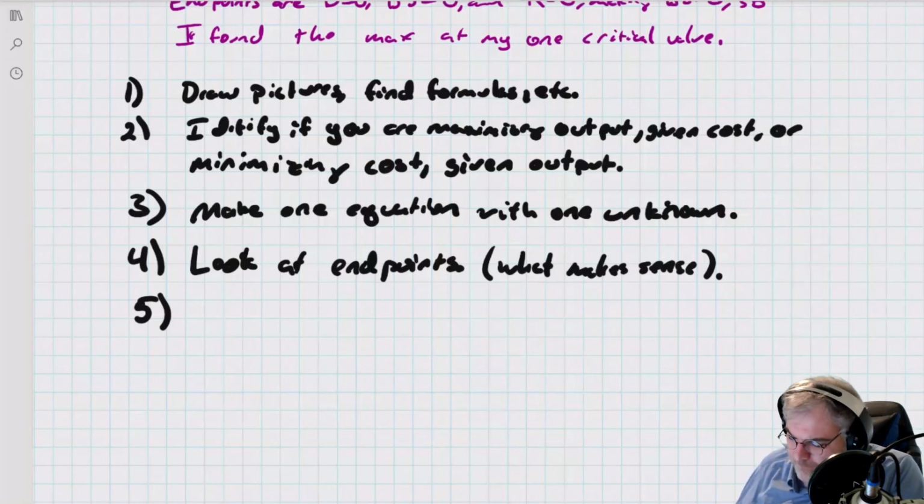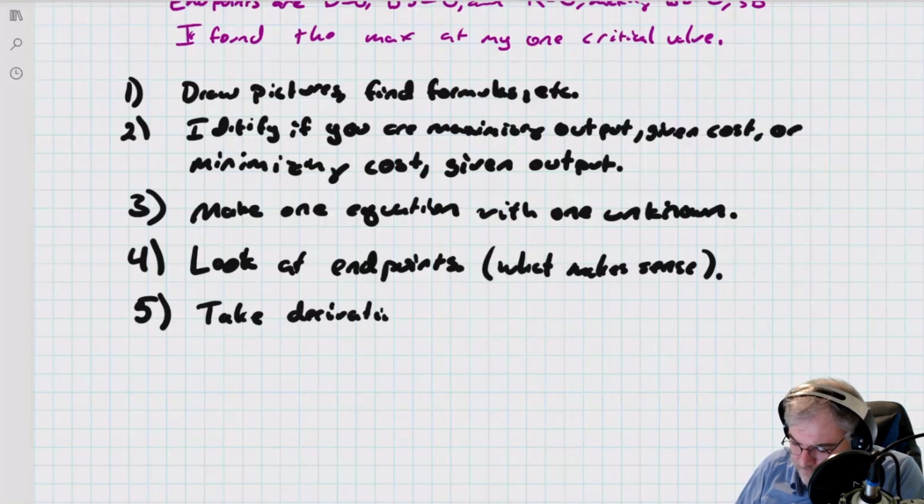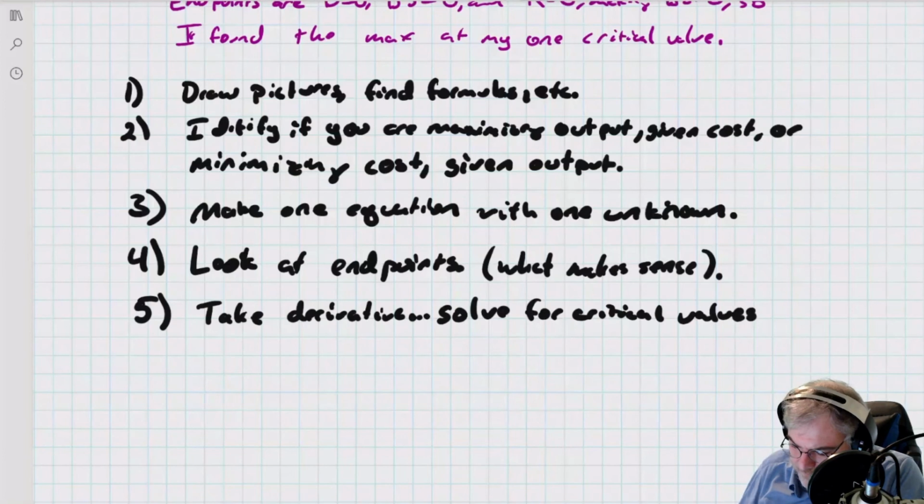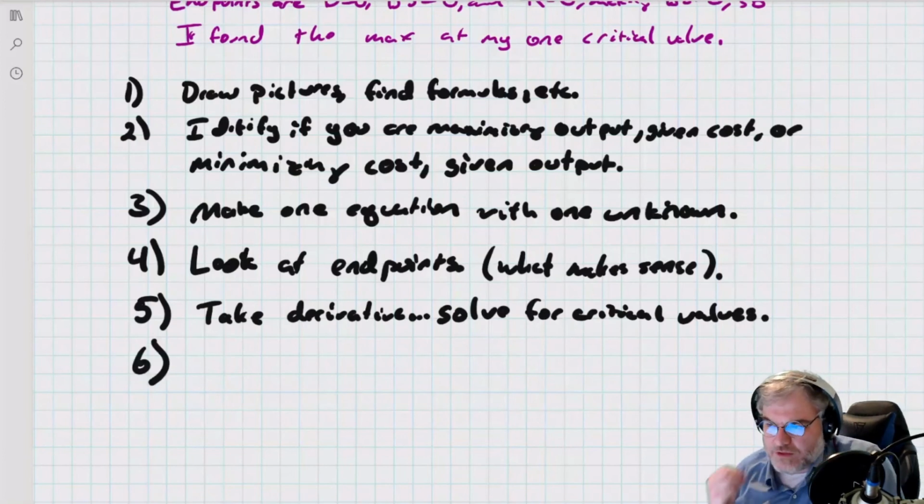So I look at the endpoints, and then I solve for critical values. So take the derivative, solve for critical values. 6. Okay, make sure you have a max or a min.